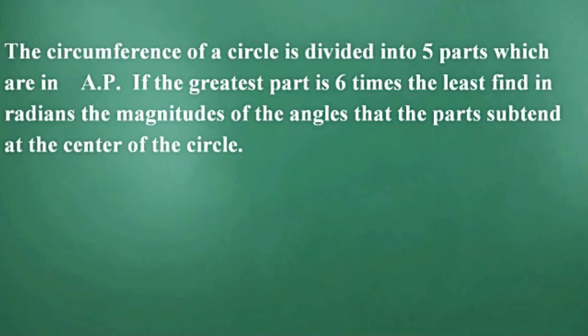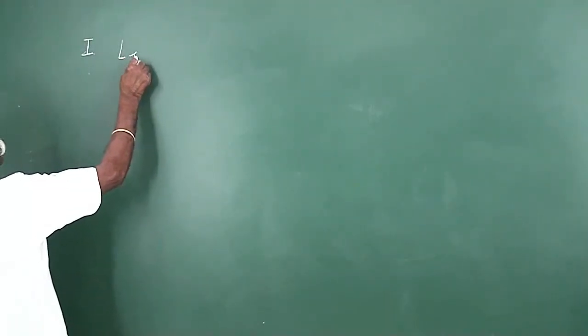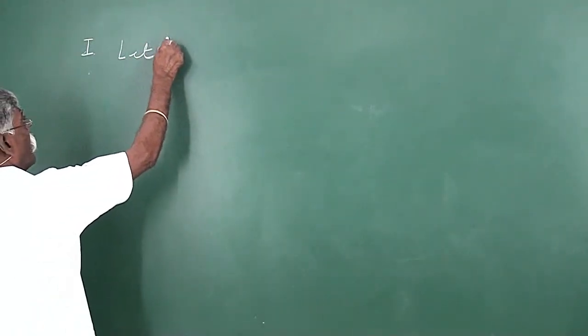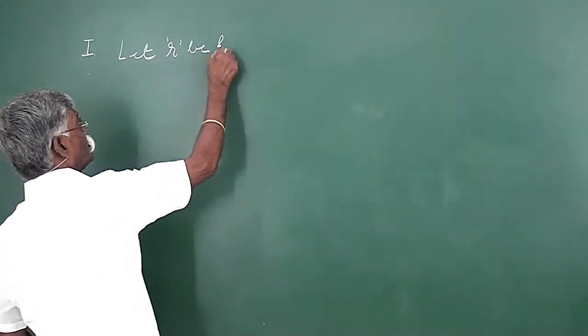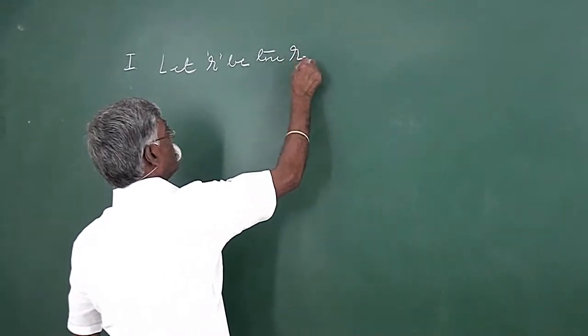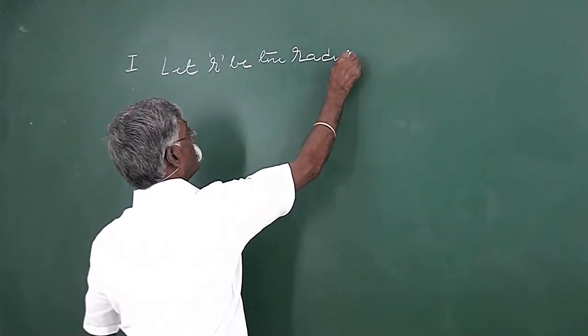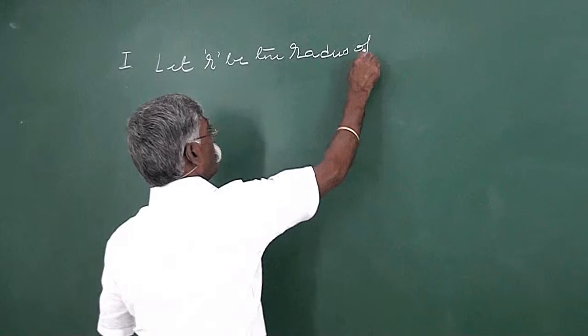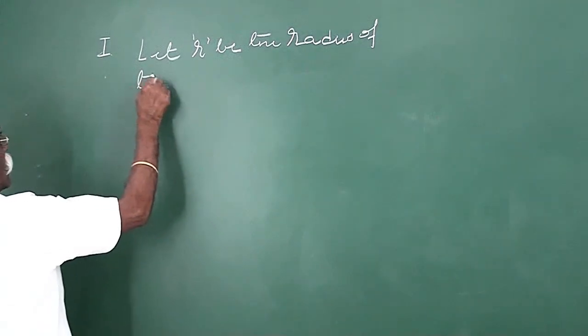The circumference of a circle is divided into 5 parts which are in AP. If the greatest is 6 times the least in radians, find the magnitudes of the angles that the parts subtend at the center of the circle. Let R be the radius of the circle.